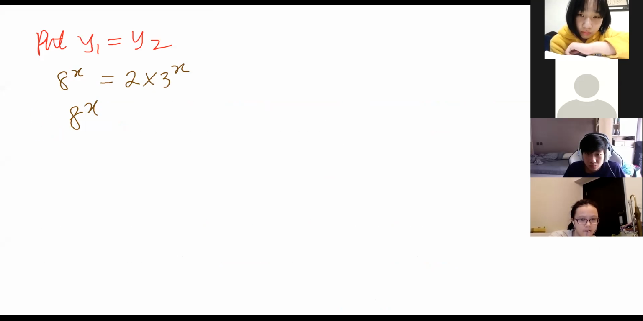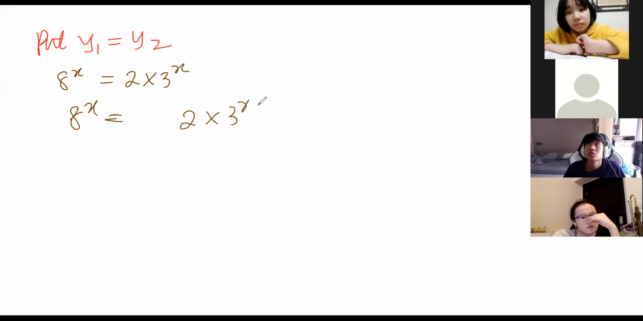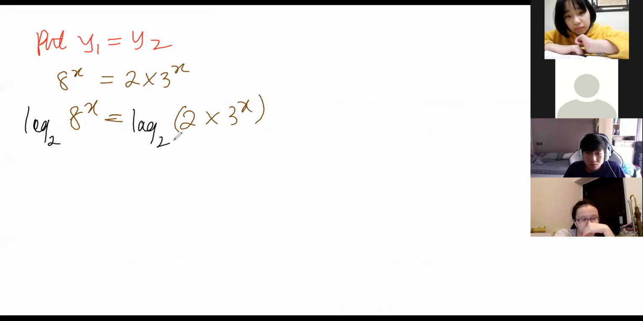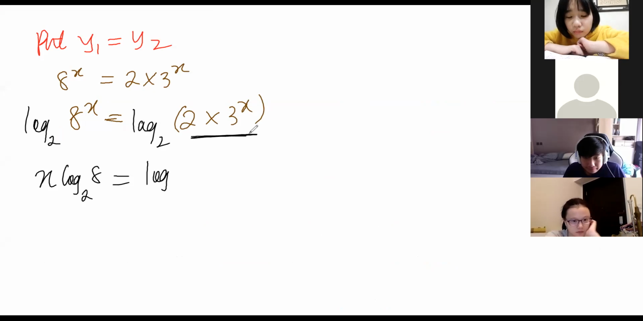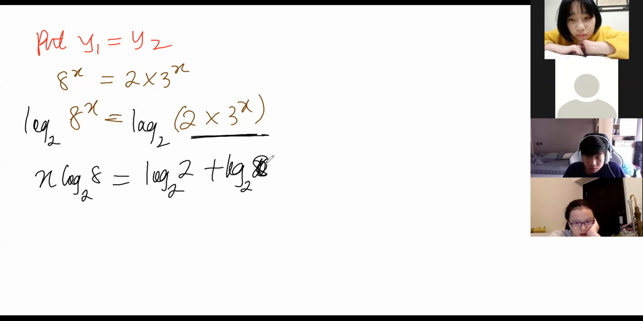So initially, sorry for taking this extra time, you have this, right? And you have 2 times 3 to the power of x. So you're going to apply log to both of them. So this will be log to base 2. This is also log to base 2. Did you see that? So this is going to be x log 8 base 2. Because this is a product, you can split it into an addition. Can you see that? So when you simplify this, you get 3.